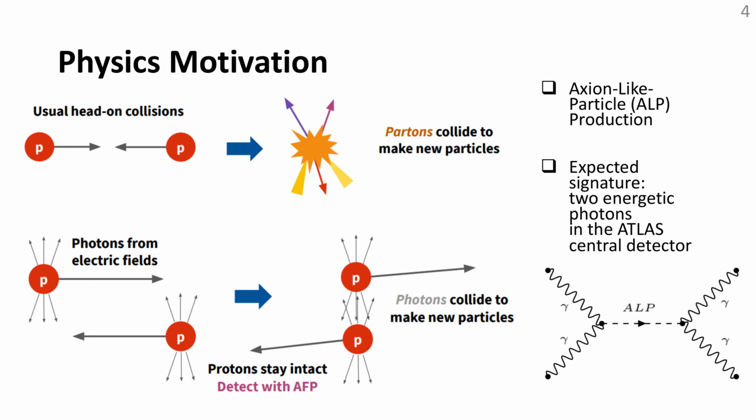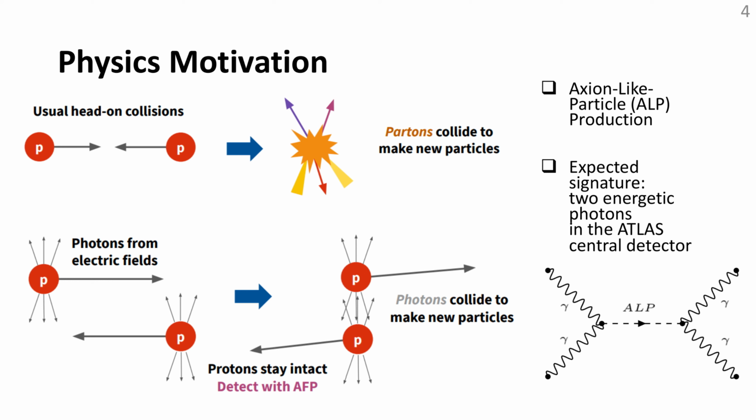So the physics motivation is that in typical colliding experiments, you have two protons which collide, as illustrated here, and these colliding particles make new particles. There is also a possibility, and this is what we are focusing on, that the protons go very close to each other. They have an electric field, and that will be very strong. So in the electric field, they can interact and make other particles, and the particles could decay, for example, into photons with this axion-like particle. This typical histogram is shown on the right-hand side.